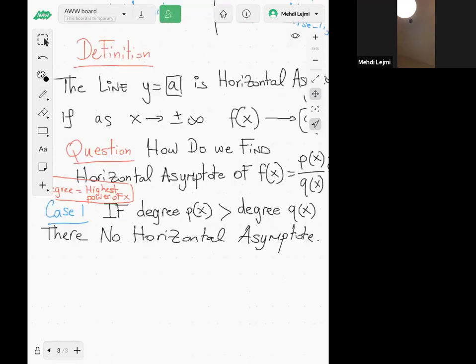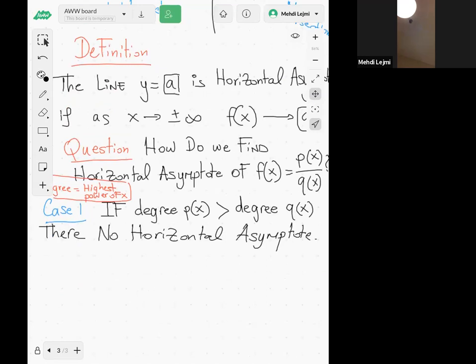Actually, in Calc 1, you'll see why this is true. What we are doing here, guys, is a sort of notion of limit. We're going to study the notion of limit in Calc 1, and that's what we are doing now. We'll see in Calc 1 why, if the degree of P is larger than the degree of Q, then there's no horizontal asymptote. So the proof of this, we'll see if you take Calc 1.